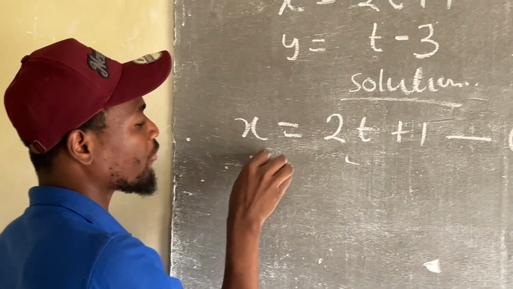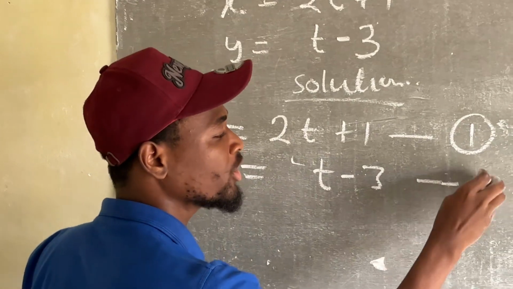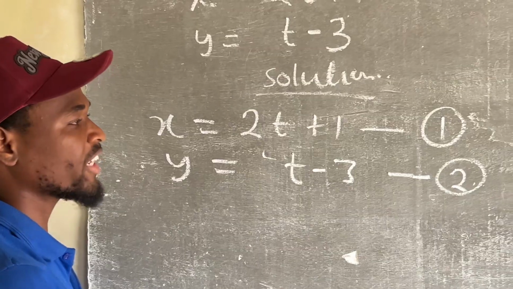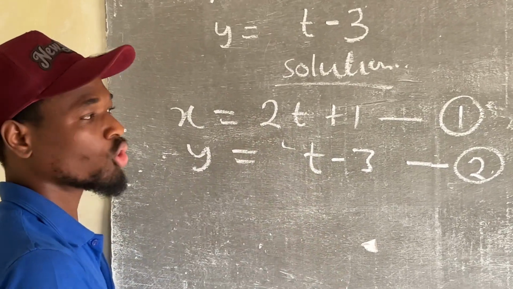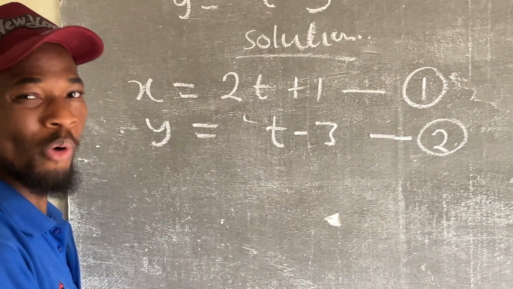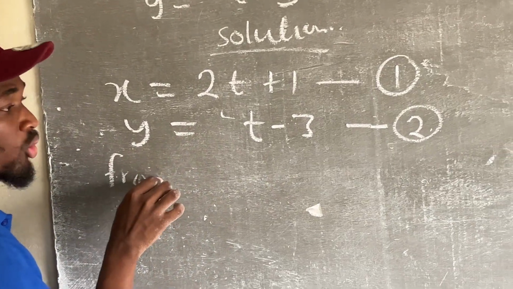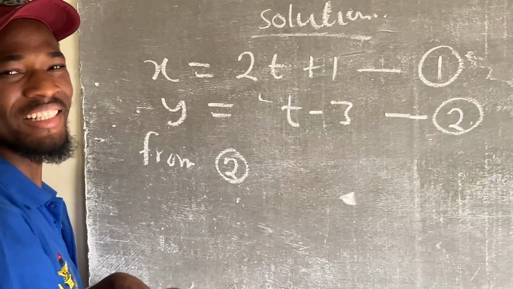And you have y, which is equal to t minus 3, being equal to what? Your equation 2. So you can either make t the subject from 1 or t the subject from 2. Looking at 1 and 2, 2 is easier to work with. So from our equation 2, we can straight away make t the subject.